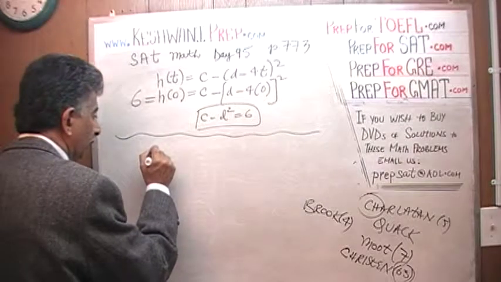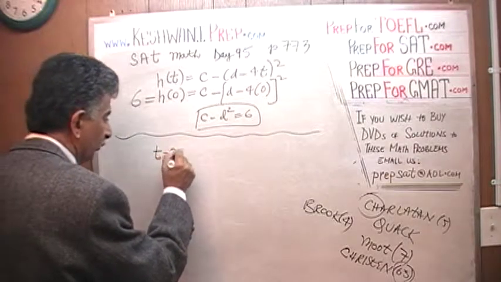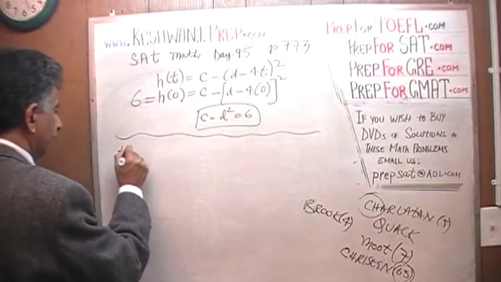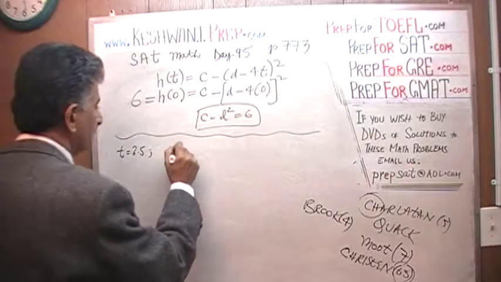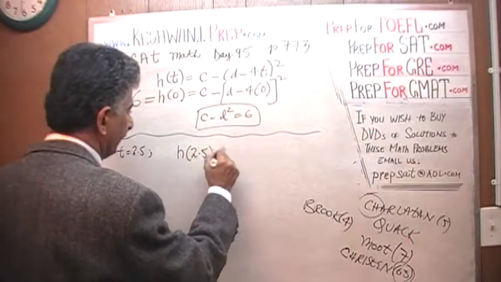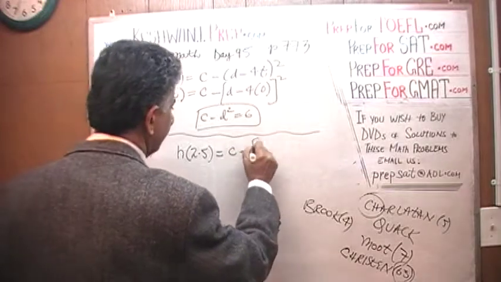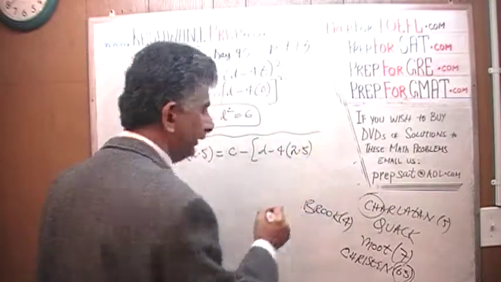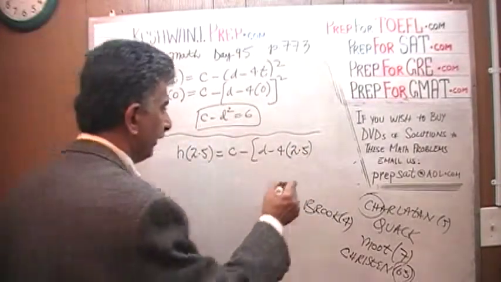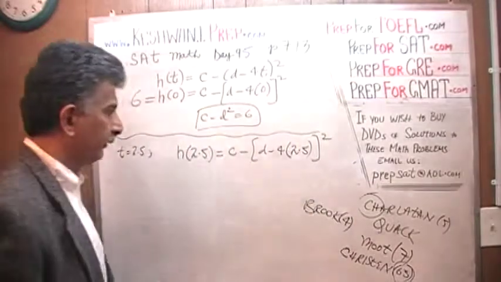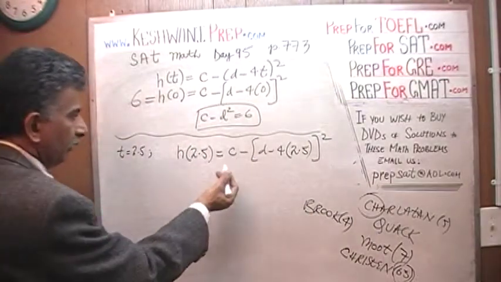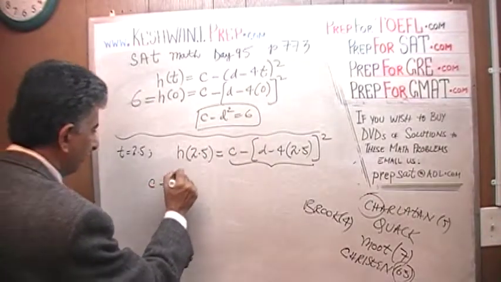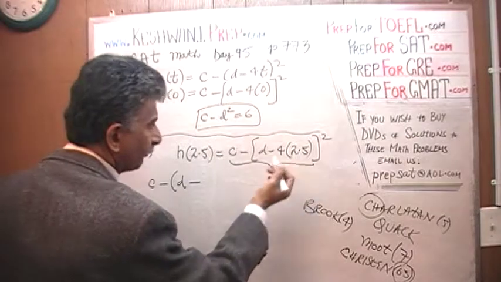So when t equals 2.5, we'll have this story. The height at t of 2.5 equals c minus (d minus 4 times t) squared, but t is 2.5. Wherever we see t, we replace it with 2.5, and now we have to square the whole thing. Watch what happens. This is where you have to pay attention. I'm going to start from here. So we have c minus (d minus 4 times 2.5) squared.